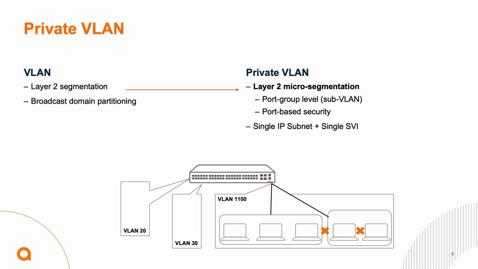One interesting aspect of private VLANs, and one of the main reasons behind private VLANs, is that all the ports inside the VLAN will have the same VLAN interface. So they will have the same external connection to other subnets, and everything within that private VLAN will be part of a single IP subnet.